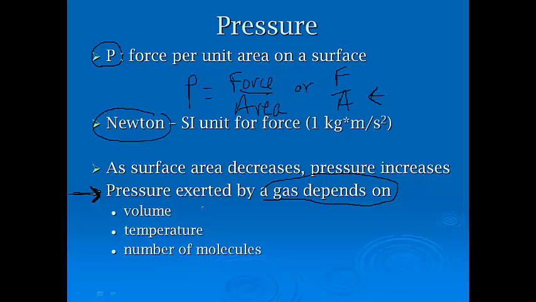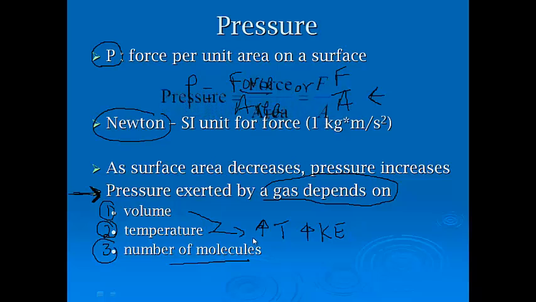And the pressure exerted by a gas is going to depend on three things. It's going to depend on the volume of that gas. It's going to depend on the temperature, as well as the number of molecules. Because the volume and the temperature are going to be indicative of how many times they slam into each other and how crowded they are, and the number of molecules is also going to play into part. And remember, temperature and kinetic energy are directly related. So we're going to come back to the kinetic molecular theory a lot in this section as well.